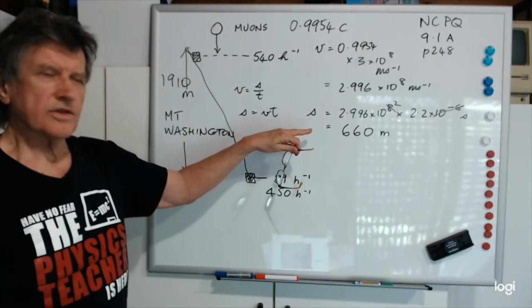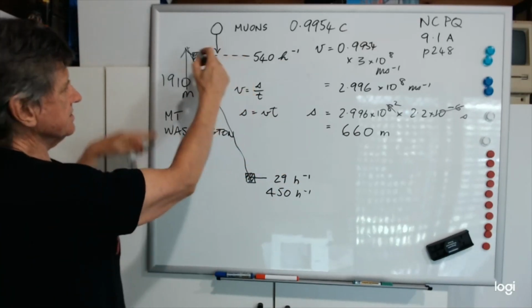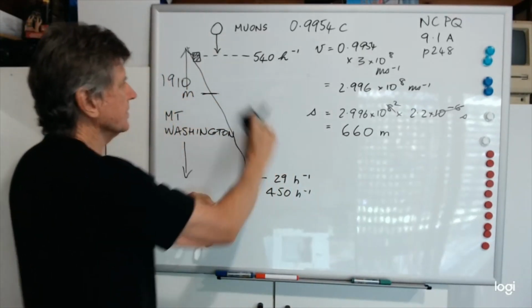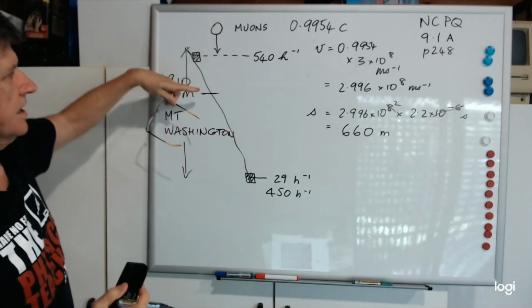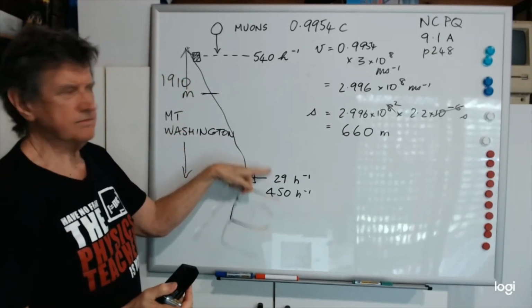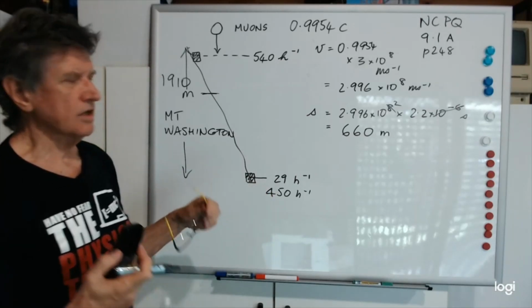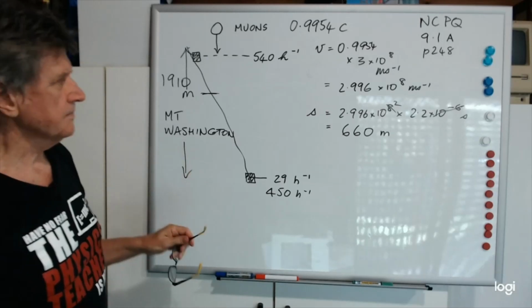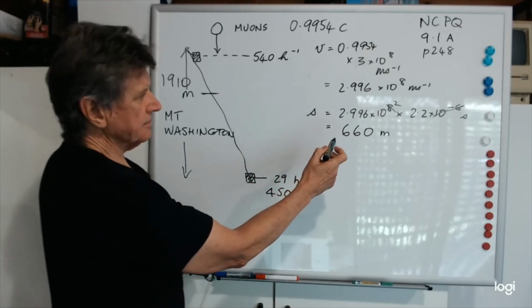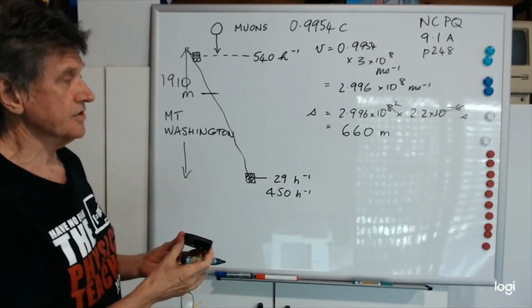Now that's how long they should have lasted, the average. So 660 meters, if this is 1900, 660 meters would be something in there. So these muons should have all decayed, or most of them should have decayed by the time they got there. And that's why they only expected 29 at the bottom. A few of the longer living ones would have made it. But in fact they found 450. So how do we account for that? Well, it's pretty straightforward. I'll leave that as 660 as the typical distance that they should travel.